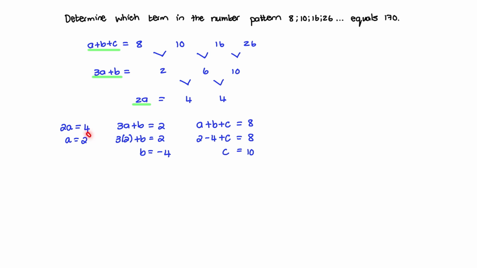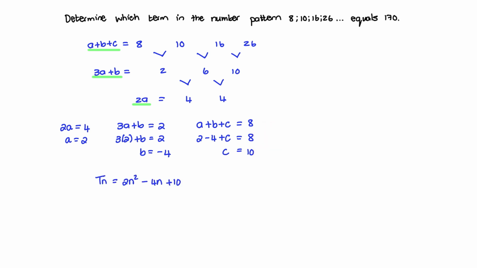Next, we set our a, which is equal to 2, in the place of our second equation of 3a plus b equal to 2. So once I replace the a with 2, we can solve for b. So b is 2 minus 6, and that's where we get negative 4 from. And then lastly, we have a plus b plus c is equal to 8. I replace a with 2, and I replace b with negative 4. And that allows me to solve c, which is equal to 10.